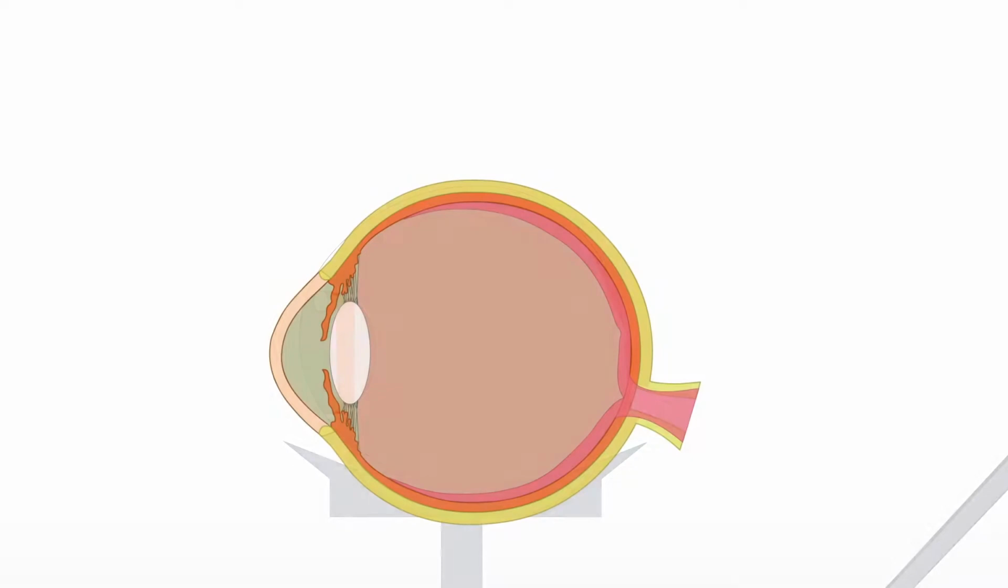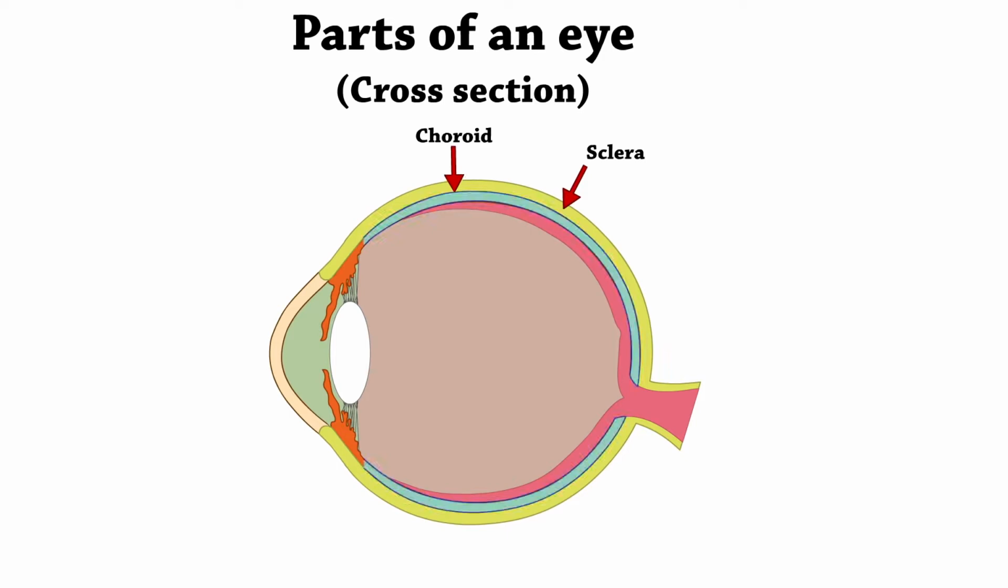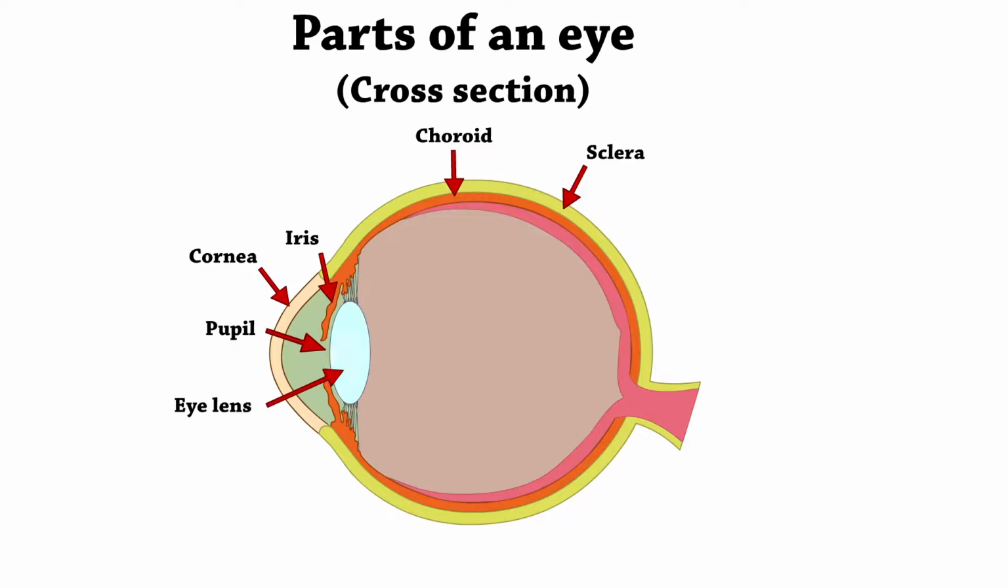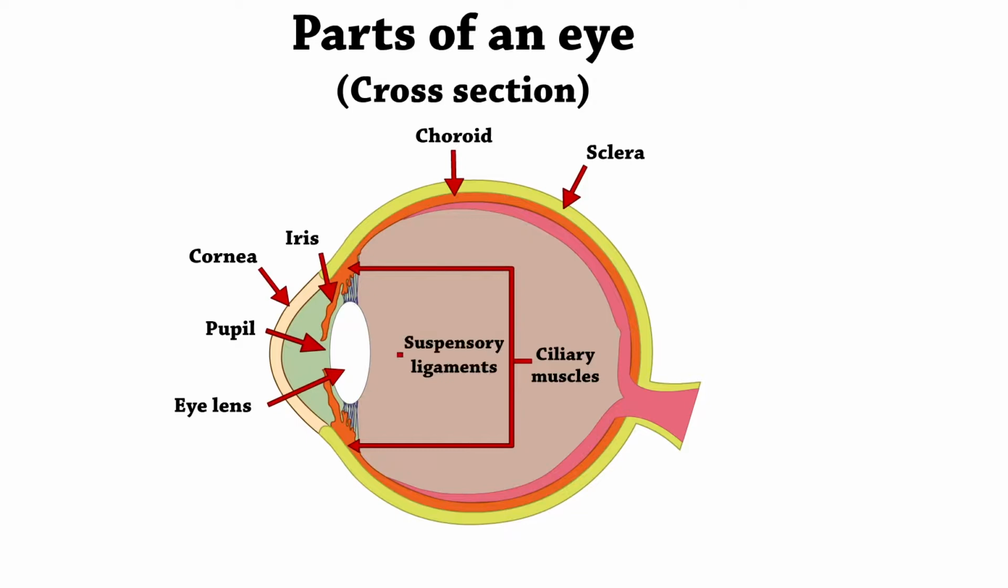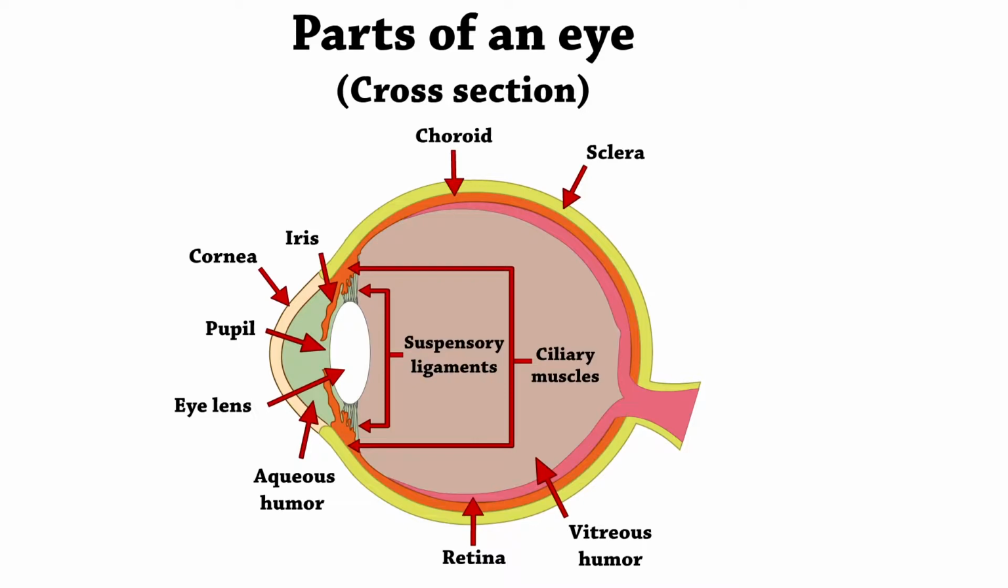Different parts of an eye: sclera, choroid, cornea, iris, pupil, eye lens, ciliary muscles, suspensory ligaments, aqueous humor, retina, vitreous humor, optic nerve, blind spot.